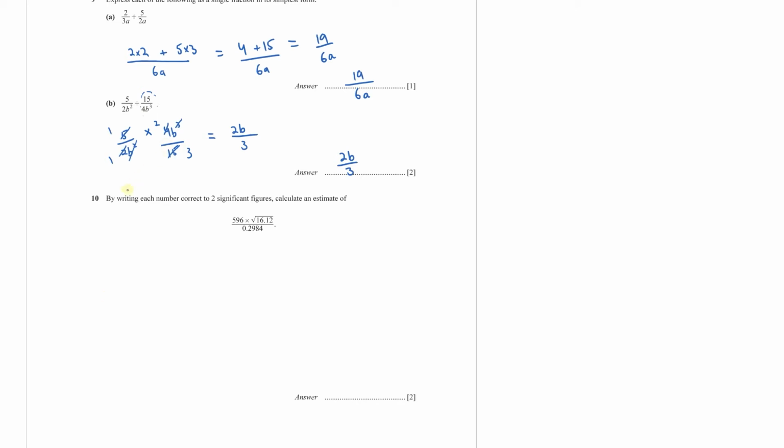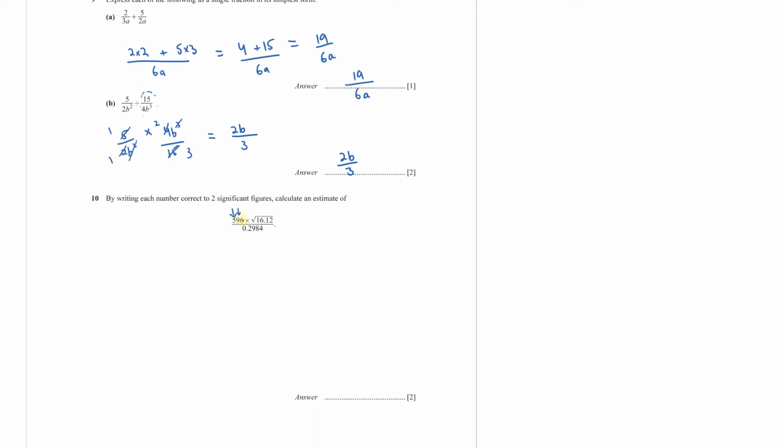Question number 10 is by writing each number correct to two significant figures, calculate an estimate of this. So you have to write each number to two significant figures. So let's start with 596. This is the first non-zero value. So this is the first significant figure, and this is the second significant figure.